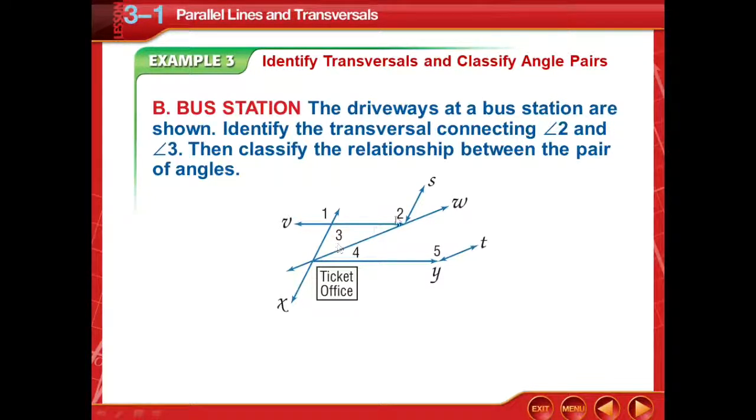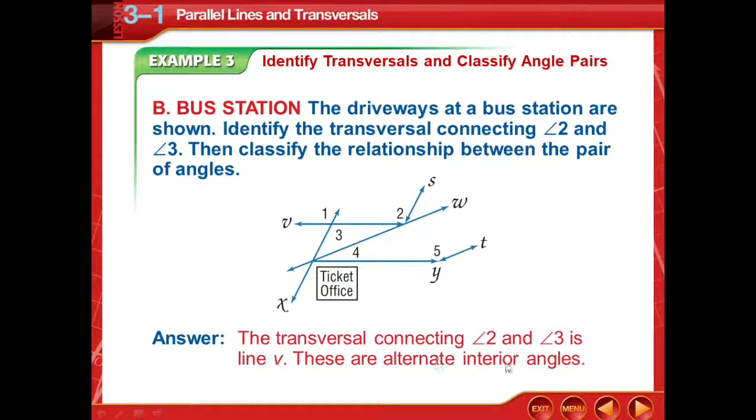So now I want to look at angle 2 and angle 3. Well, angle 2 is on this side of line V, and angle 3 is on this side of line V. That means that line V is my transversal, and because they are in between line S and line X, that means that they are interior, and because they are on opposite sides of the transversal, they are alternate interior angles, and line V is the transversal.